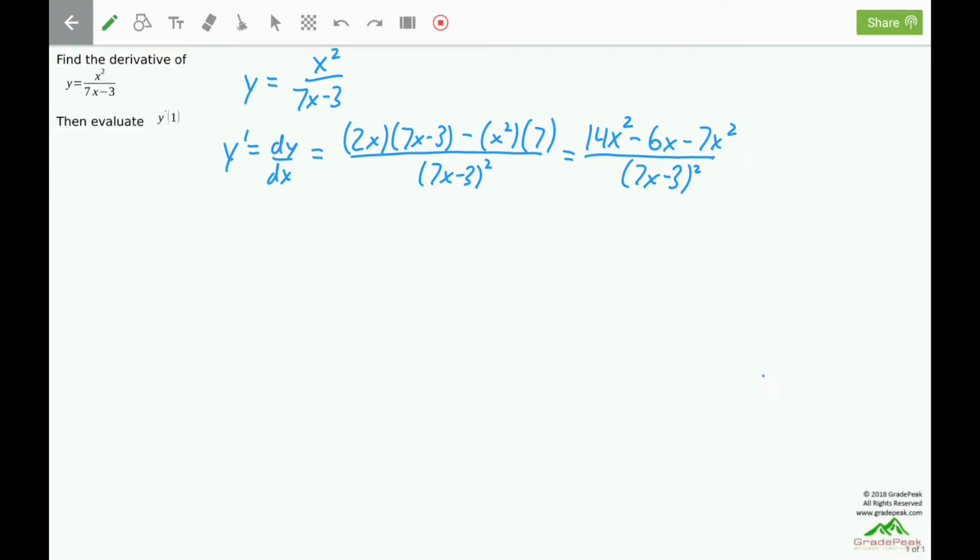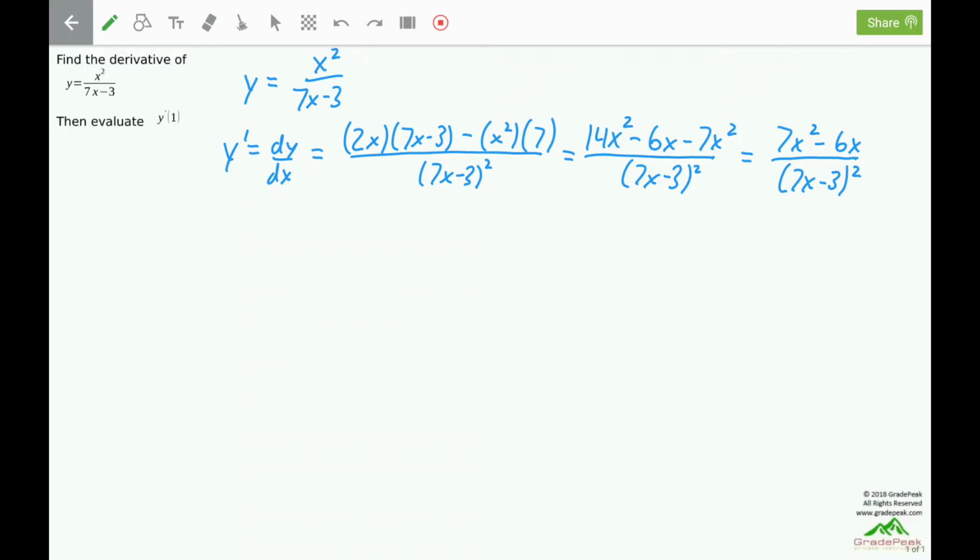14x squared minus 7x squared can be combined, and that will give us a 7x squared, and then we have a minus 6x. All of this is over the denominator, 7x minus 3 quantity squared. So there's our derivative y prime.